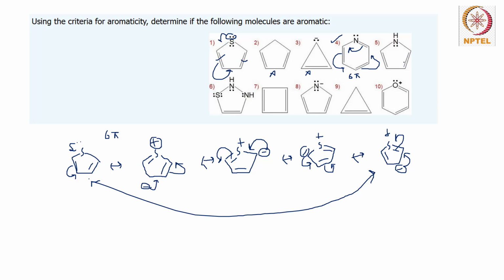Next is this pyrrole system. In this pyrrole system, this nitrogen lone pair will get involved. So this will go here. It's like this thiophenol type of system. And this goes here. So this is also 6 pi electrons and it is aromatic. Next is this one.